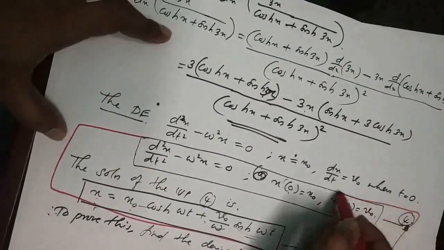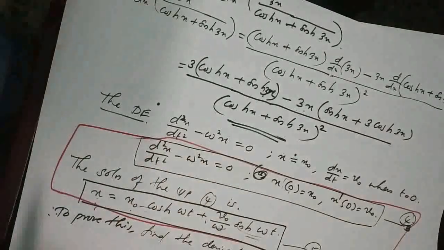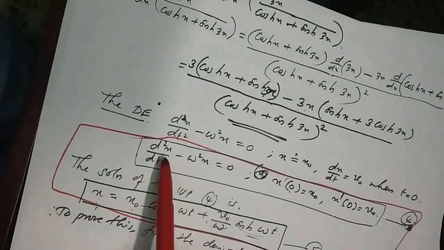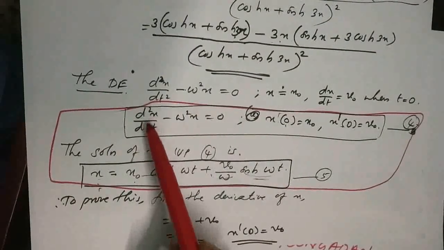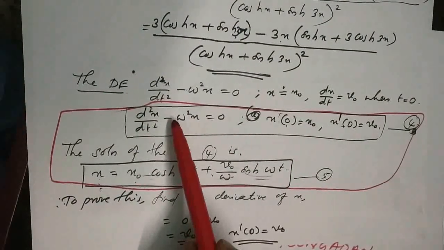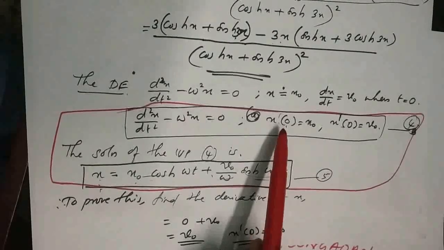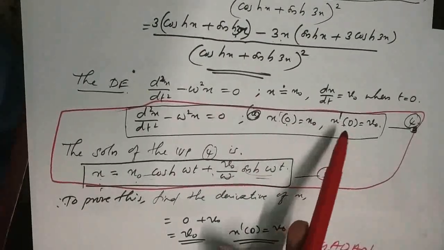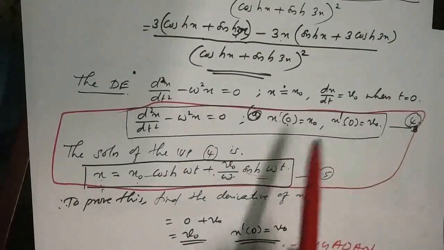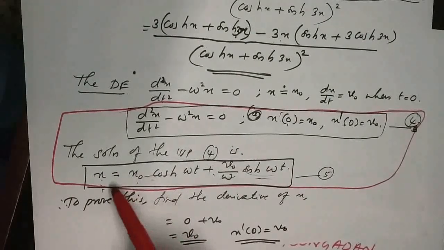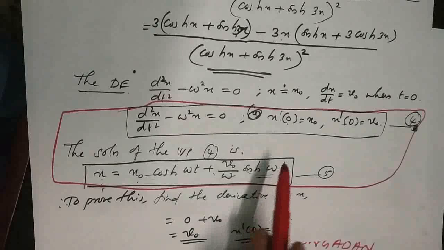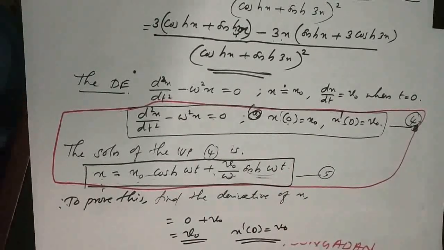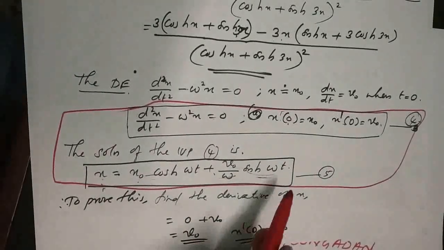Okay, this is the important thing. The solution of d²x/dt² − ω²x = 0, along with the conditions x(0) = x0 and x'(0) = v0, will be x = x0 cosh(ωt) + (v0/ω) sinh(ωt).